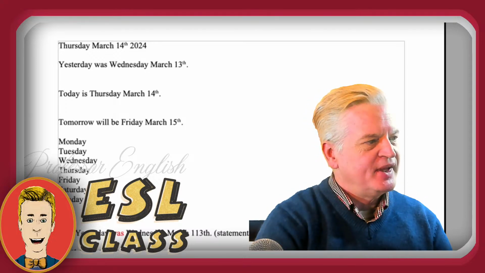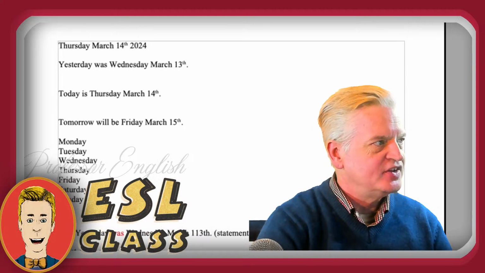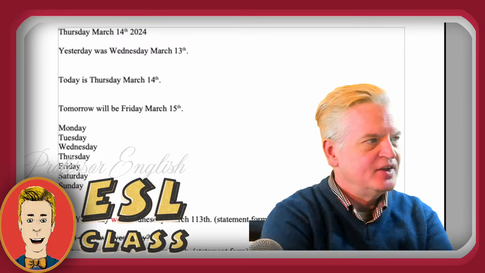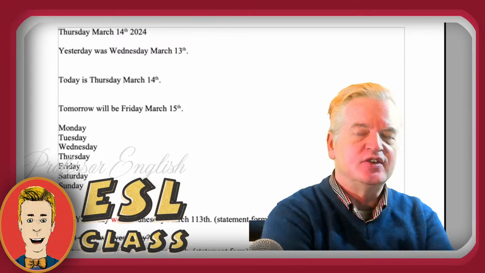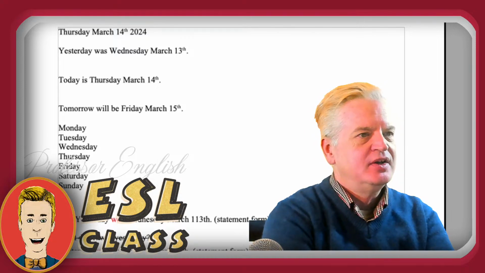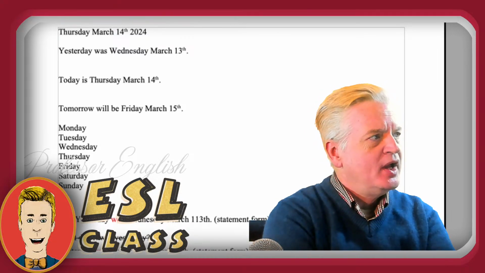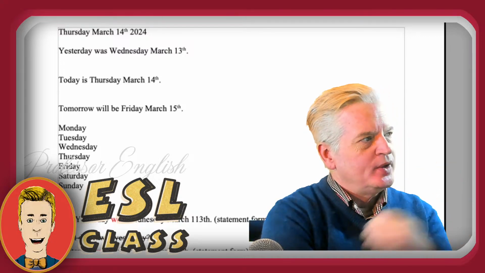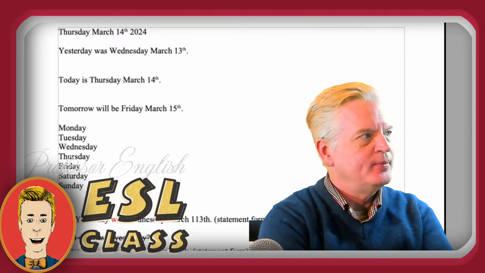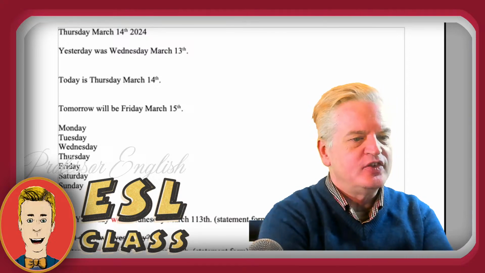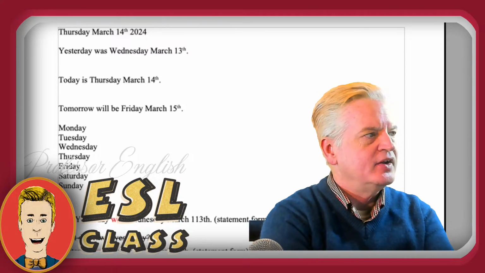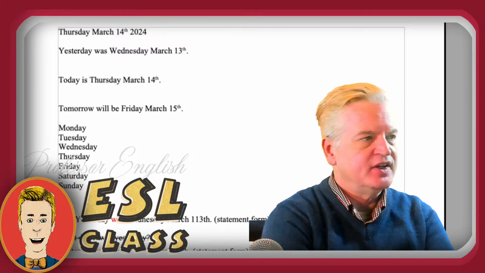When I have a beginning class, I usually like to start with the same exercise every time because it's a way of practicing making negatives and questions in all different verb tenses in the past, in the present, and in the future. So, usually, what we do is we start with these three sentences that you can see on the screen. You can read along with me here. Yesterday was Wednesday, March 13th, and today is Thursday, March 14th, and tomorrow will be Friday, March 15th.